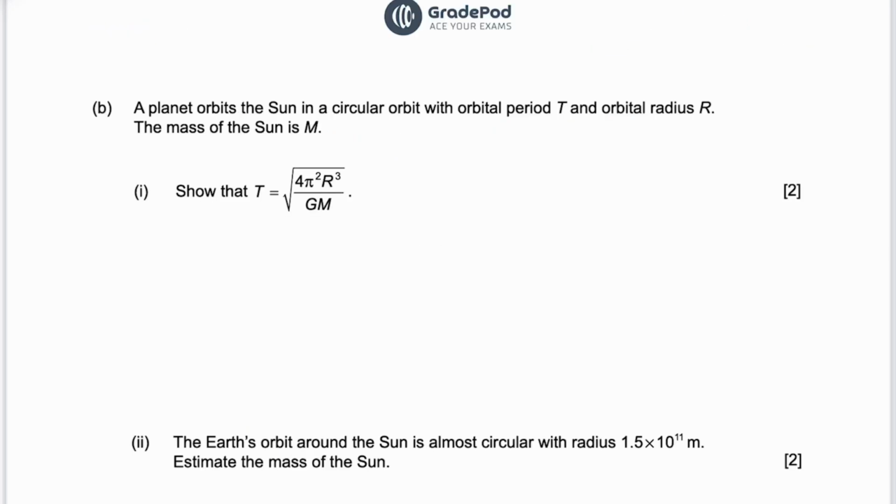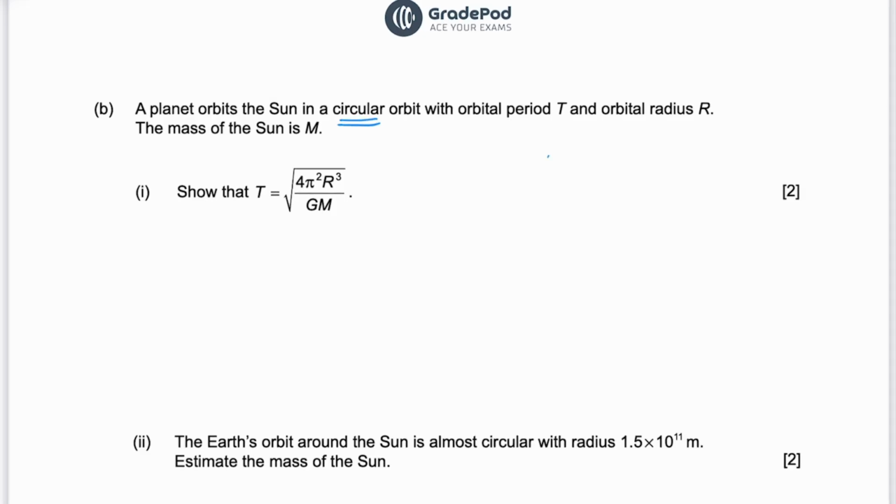B1. A planet orbits the sun in a circular orbit. So we're looking at circular motion. We've got the sun here and the planet going around it with orbital period T and orbital radius r. The mass of the sun is M. Show that... And we have this big expression here that looks scary.